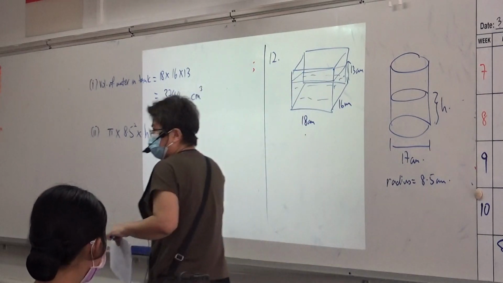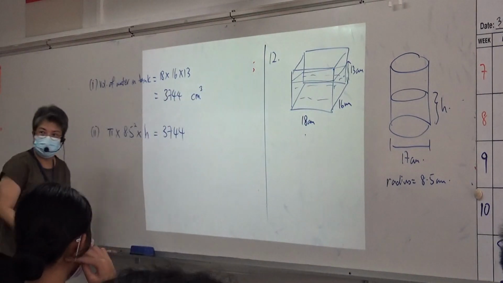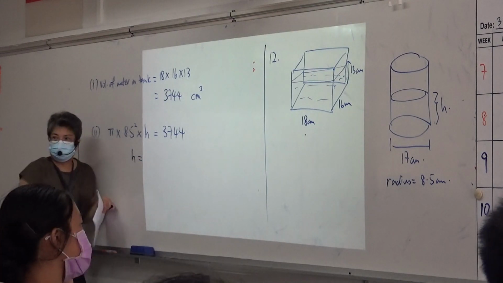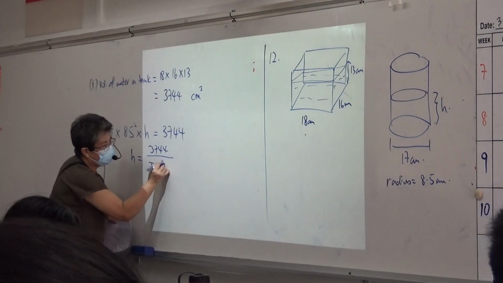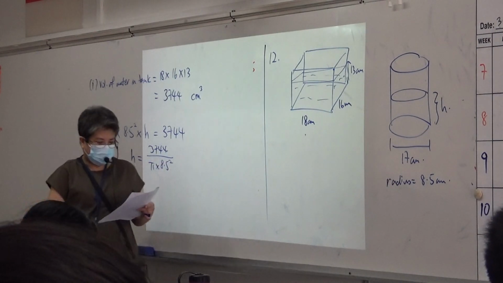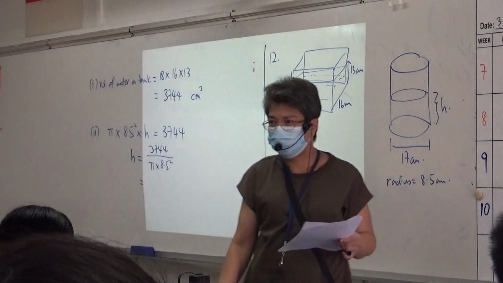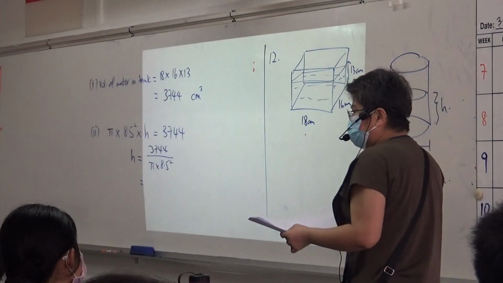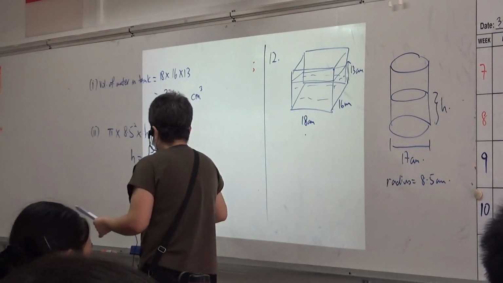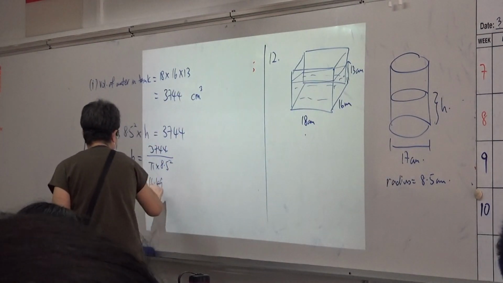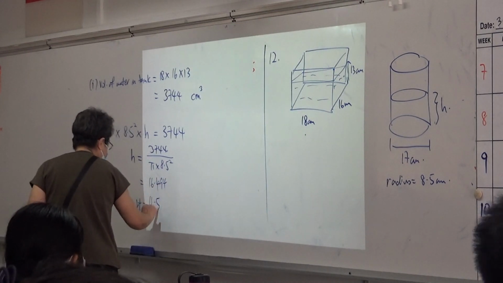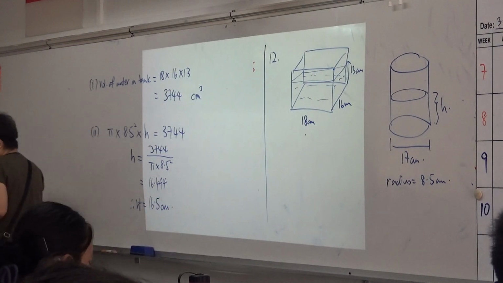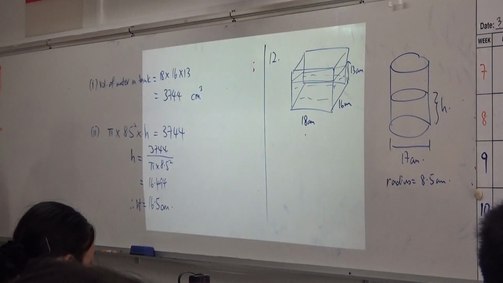Now, you know what is pi. I want to find h, right? 3744 divided by what? Pi times what? 8.5 squared. Give me to 5 truncate. What's the answer? 60.494. So therefore, height will be 16.5 cm, right? 3 significant figures for the final answer. Am I right?